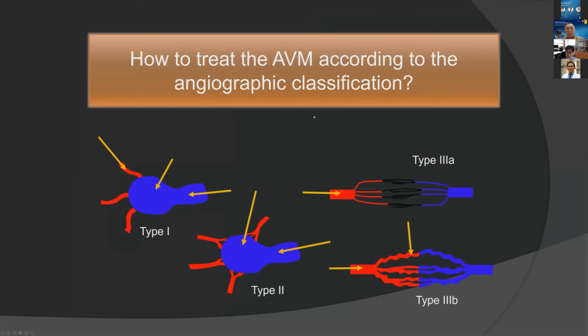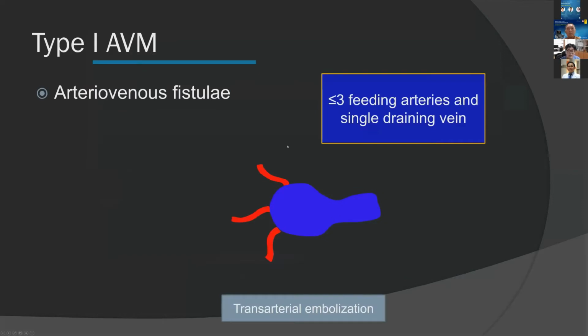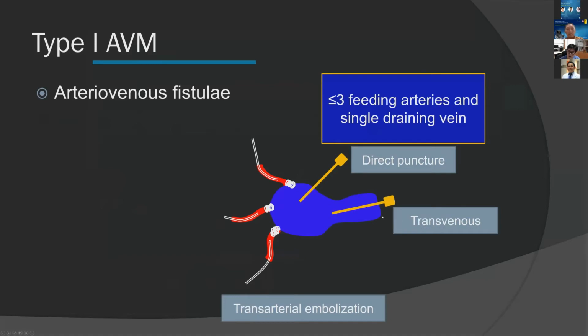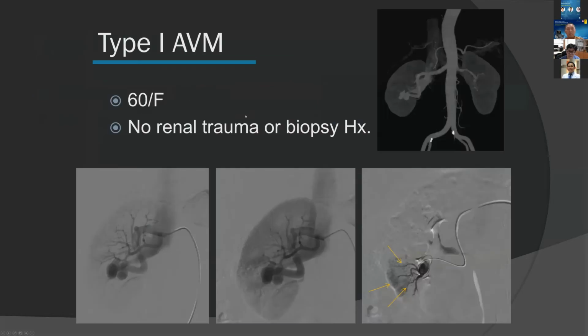I will share our experience of how to treat the AVM according to the angiographic classification. It is a very simple concept. This is the type 1 AVM. It has less than 3 feeding arteries, so transarterial embolization is enough for some cases. However, direct puncture or transvenous access can also be applied in this type of AVM.